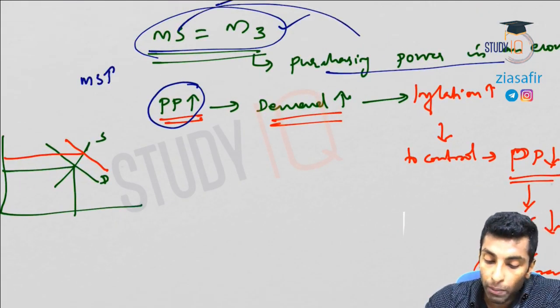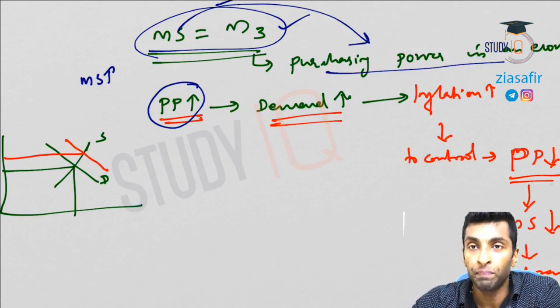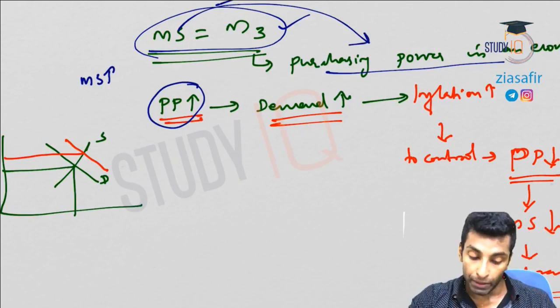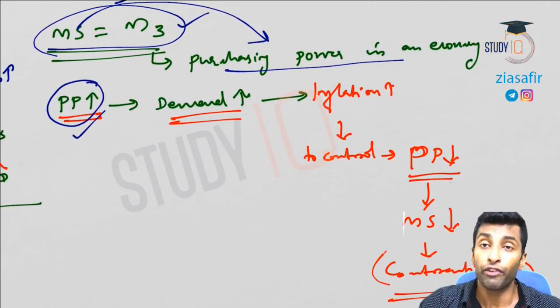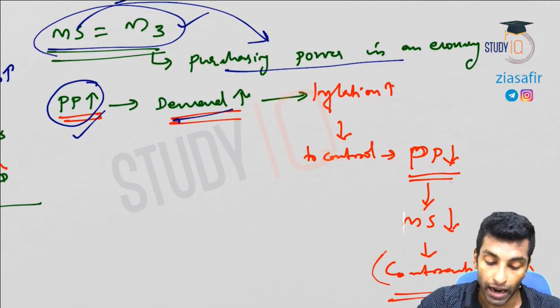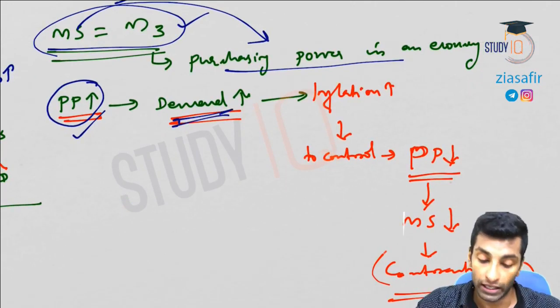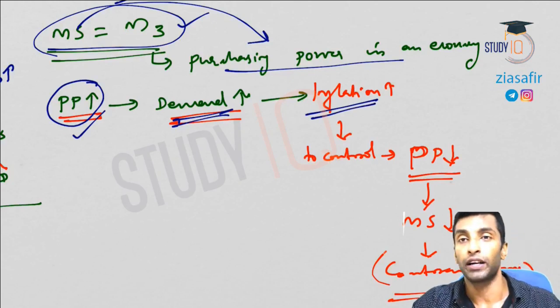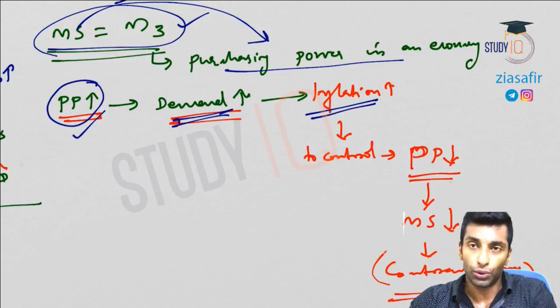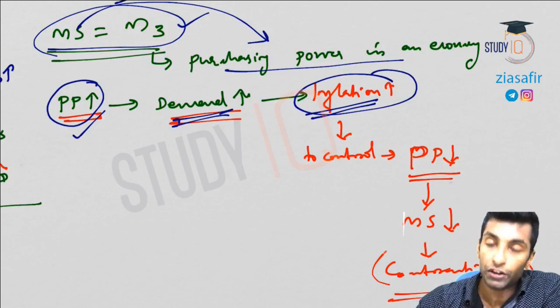As I told you, money supply is the purchasing power in an economy. So if money supply increases, purchasing power will increase automatically. When the purchasing power increases, demand will increase in the economy. When the demand increases, that leads to demand-pull inflation. Okay, so demand-pull inflation will be there, inflation will be there.